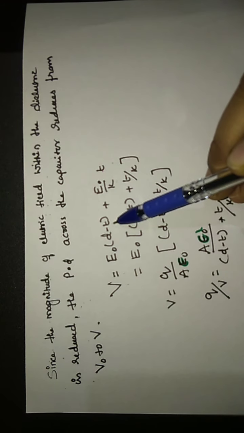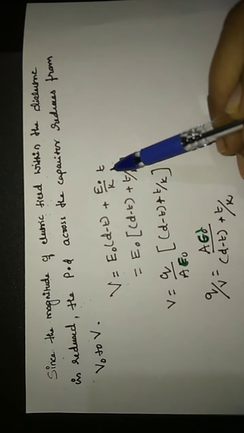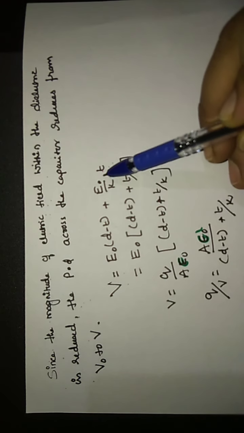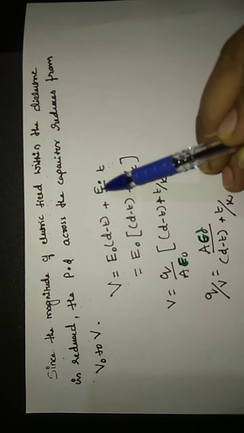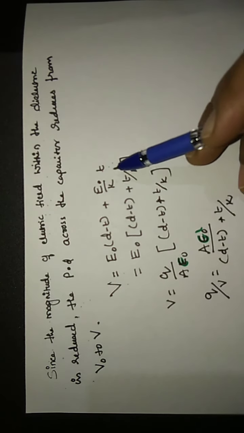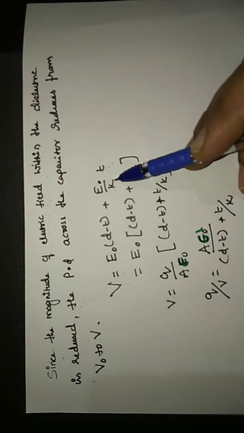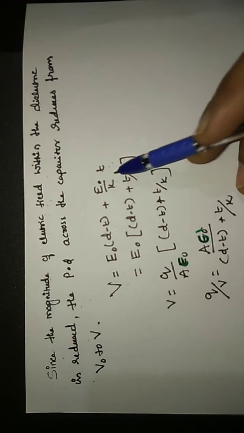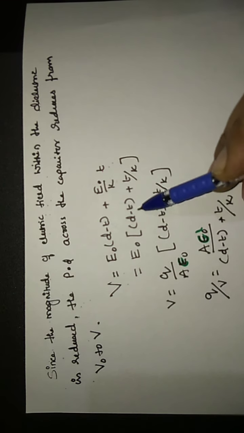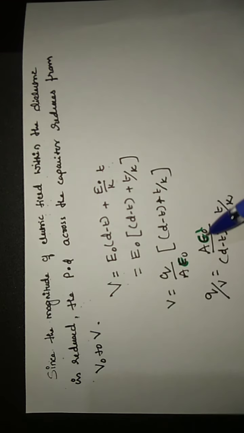So this is the thickness of the vacuum and this is the thickness of the dielectric material. Hence it is given by E into T, whereas E is E0 divided by K. This is the electric field when dielectric material is added. Okay, E0 by K. Therefore, E0 into (D minus T plus T by K).